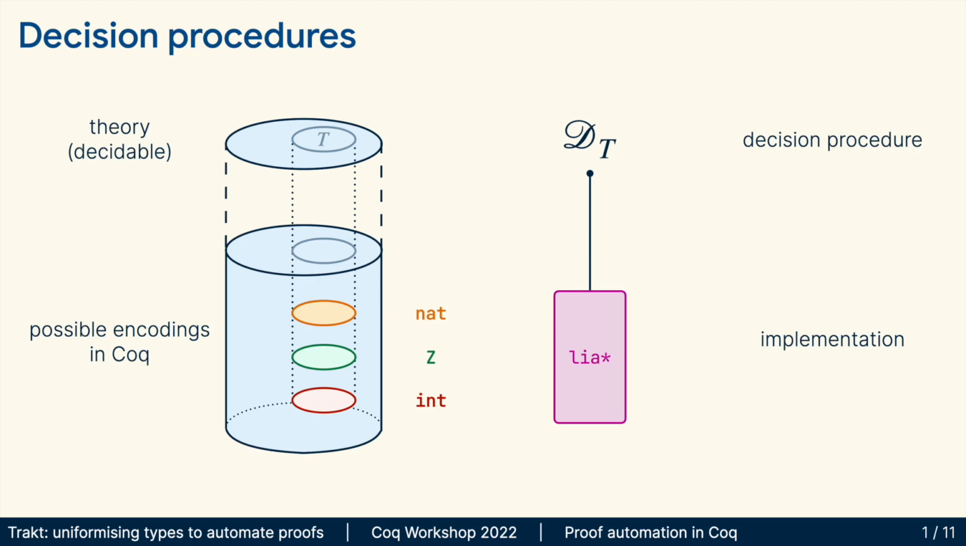So LIA made the choice to take Z as the standard type to represent integers. If your goal is expressed with integers in Z, and it's provable at the theoretical level, then it's provable by the tactic LIA. And if you use other types to represent your data, LIA might not be able to prove it because it doesn't know that these are integers.